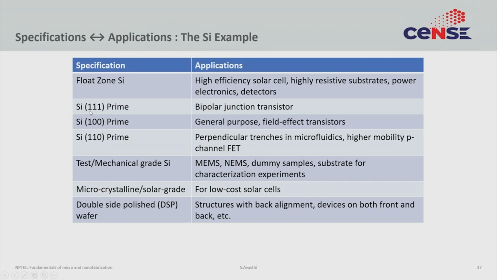Whether you should use 100 or 111 or 110 really depends upon the application you want. It's easier to make 111, it is harder to make 110, so you pay for the extra effort if your application requires it. Then what is test and mechanical grade? This is the wafer that you get from the other end of the ingot that probably has more impurities. So if you do not care about the electronic properties and just the mechanical properties of silicon, maybe this is good enough for you. For even lower grade, you can go to a microcrystalline, and in certain applications you want to maybe polish both the sides, which is what double side polished wafer is.